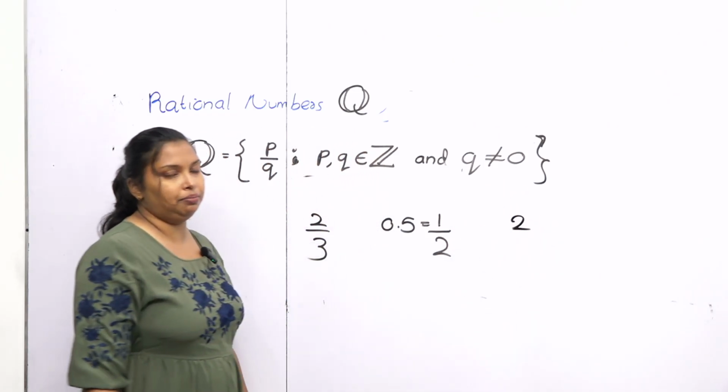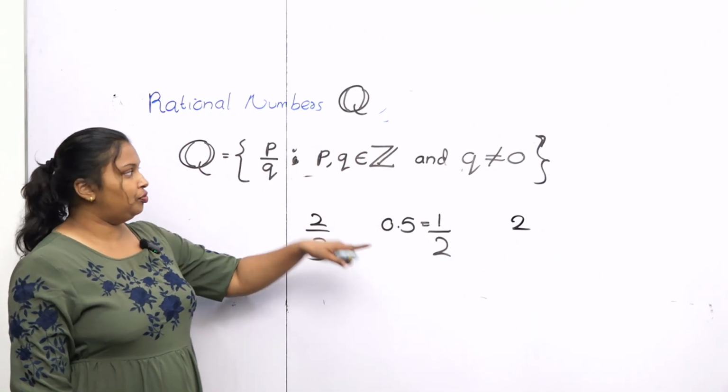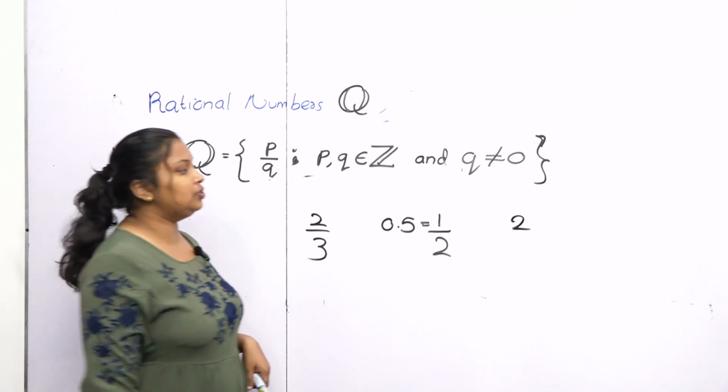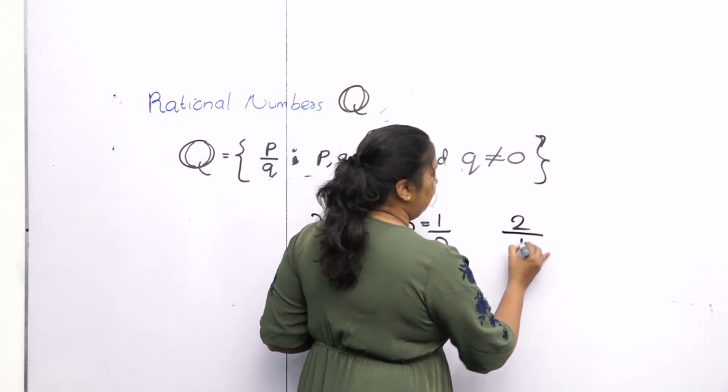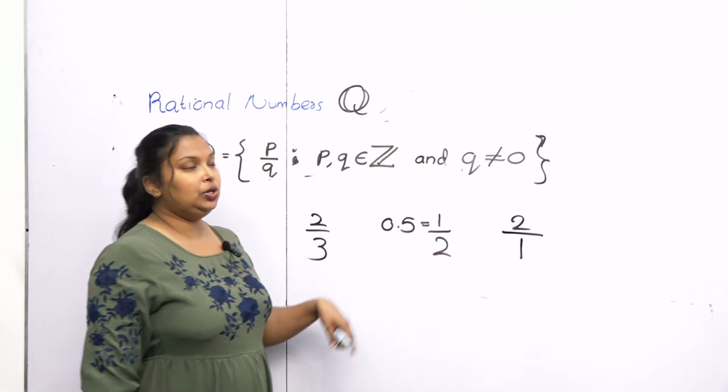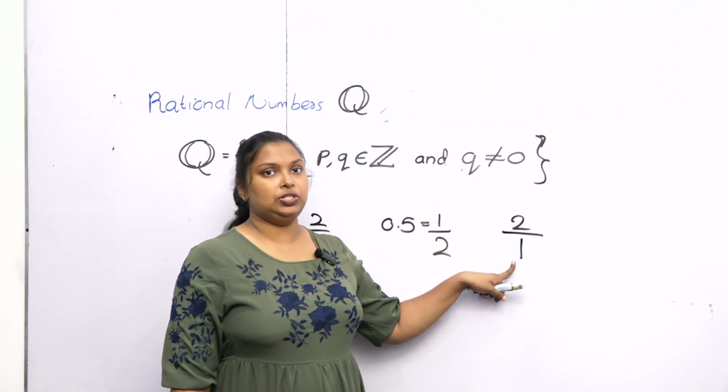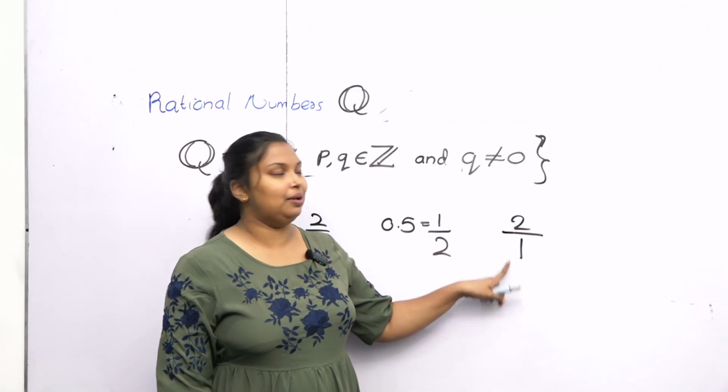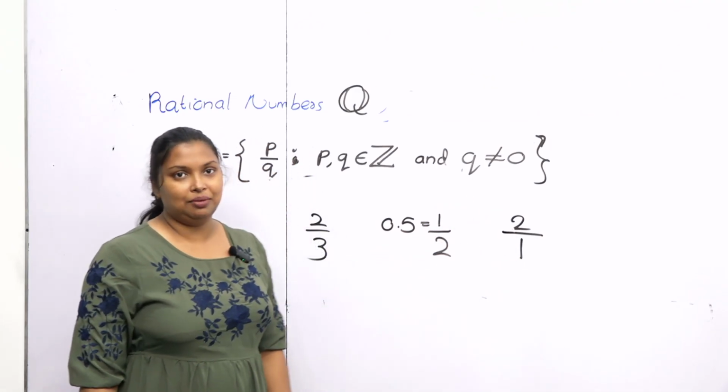Is this a rational number? Is it in the format P over Q? Yes, it is also in the format P over Q. See, we can write it as 2 over 1. 2 is an integer, 1 is an integer. So 2 over 1 is a rational number, means 2 is a rational number.